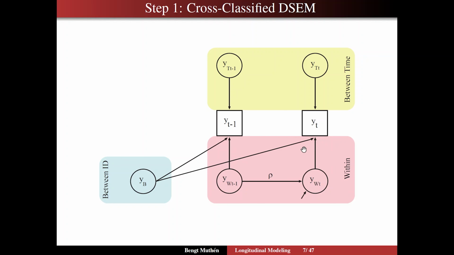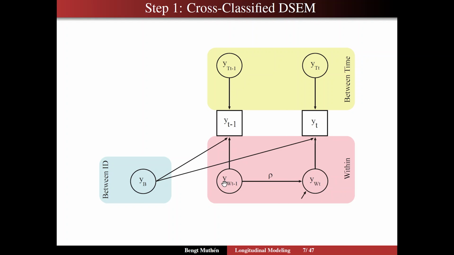And you see that these arrows go to the y box without any residuals. The residual is 0. That is, we just write y as y_b plus y_w. Simple algebraic relationship. Just decompose it. So then we can talk about within individual variation, where this within variable is regressed on itself at the previous time point. This is a lag 1 model.